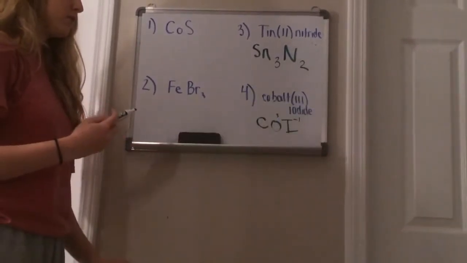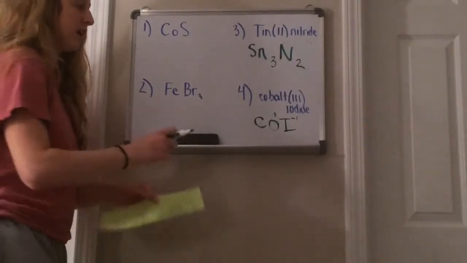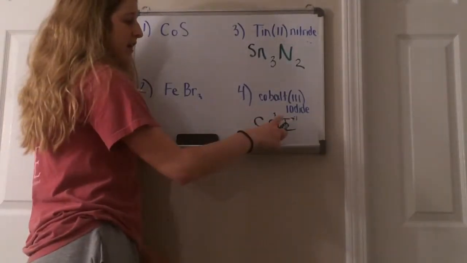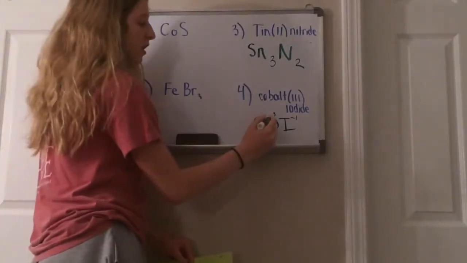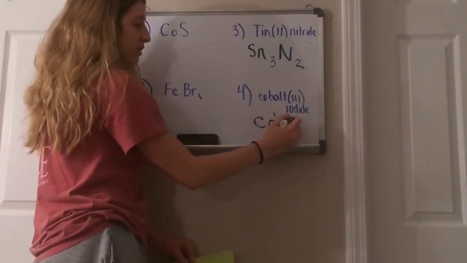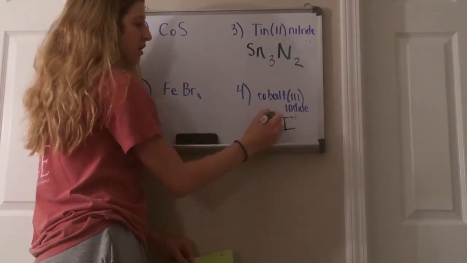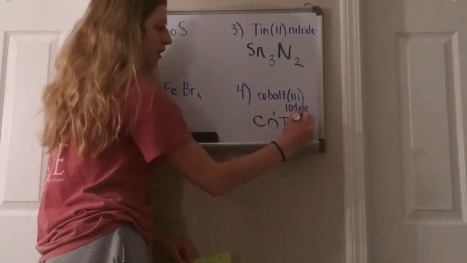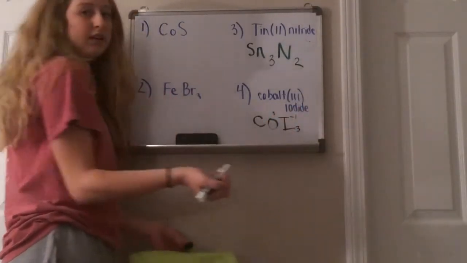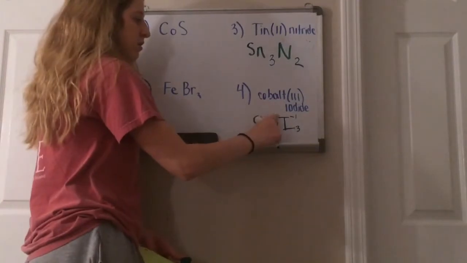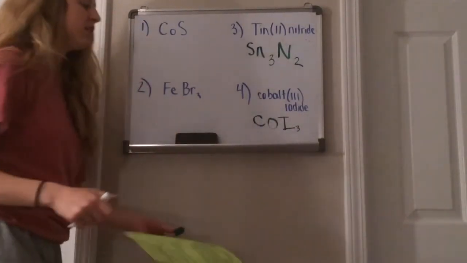equal 0. So the only way that we're going to be able to balance this is if we do the crisscross method. So you take the charge on both and you just simply crisscross it down to the bottom like this, like an X. So this charge of 3 on cobalt is going to go down to I, and then this -1 goes to cobalt, so it just stays the same. So your ionic compound is CoI3.